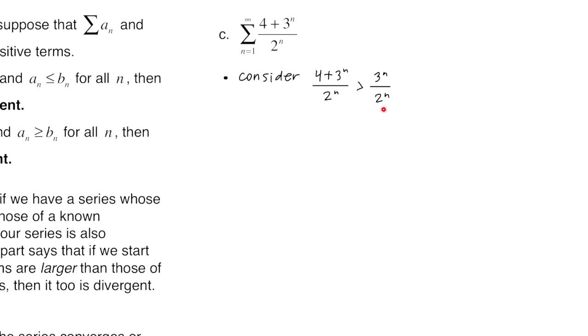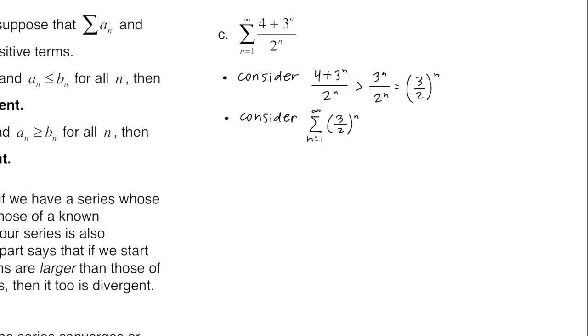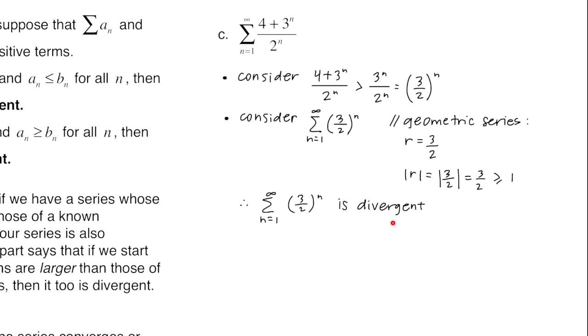Next, I want to take this fraction and rewrite it. Since 3 and 2 both have the same power, we rewrite it as 3 halves all to the nth power. So now looking at this, you can see it's a geometric series. R is the constant being raised to the variable exponent, so R is 3 halves. Then we're going to take the absolute value of R, which is just 3 halves, and that's greater than or equal to 1. Therefore, our geometric series is divergent.